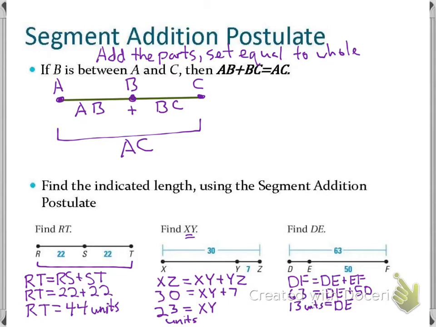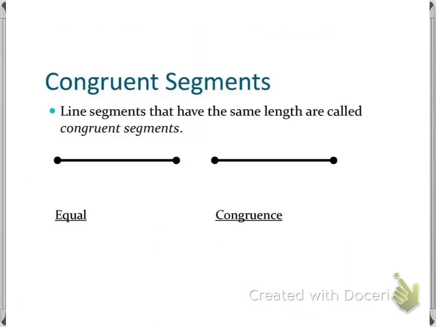Okay, now, there's our segments. We're looking at starting to find measurement and length of them. That brings us to the idea of congruence. Now, congruent segments is going to be a very big idea, very big concept, just congruence in general that we're going to see in this class. So if I had two segments here, A, B, and C, D, it says that line segments that have the same length are called congruent segments.